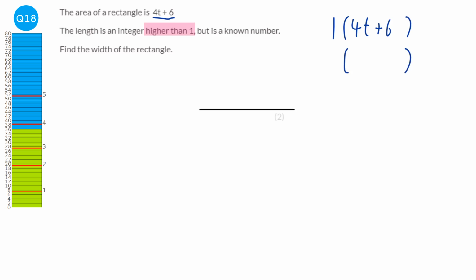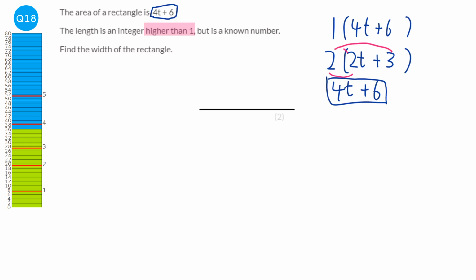If we look at 4t and 6, they're both in the 2 times table. So I can put a 2 on the outside here. 2 times 2t is 4t, and 2 times 3 is 6. So we can check that out with smiles and rainbows. Put all my times down there to remind me to times it. 2 times 2t is 4t, 2 times 3 is 6. So that works because that is the same as this in the question. So we know that 2 times 2t plus 3 works.